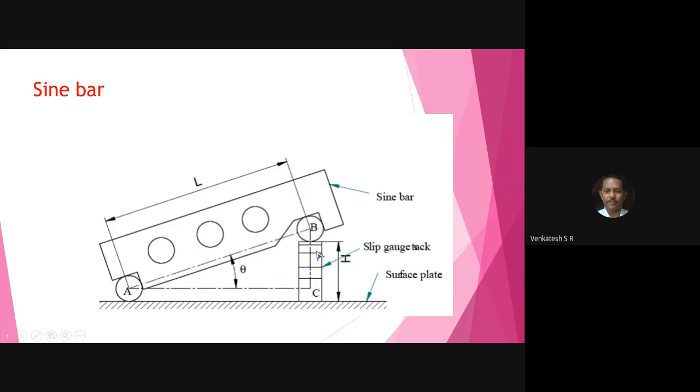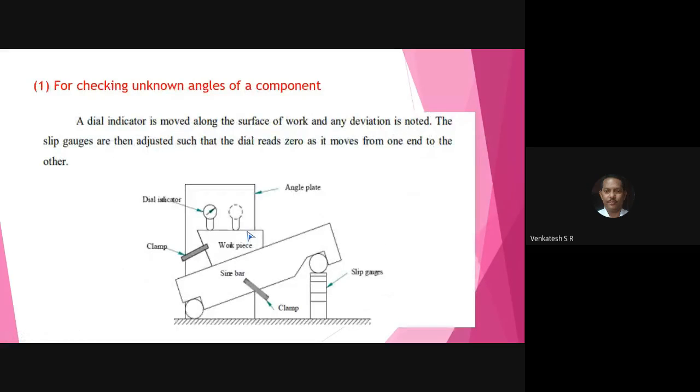So these are the slip gauges. This is the slip gauge set for the measurement of taper. This is the sine bar. Next, come to the point. All of you observe here. I told you about the taper of the workpiece. One side is parallel, the other side is tapered.